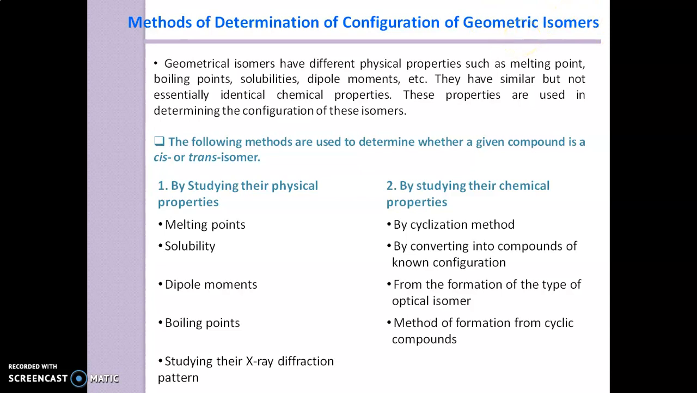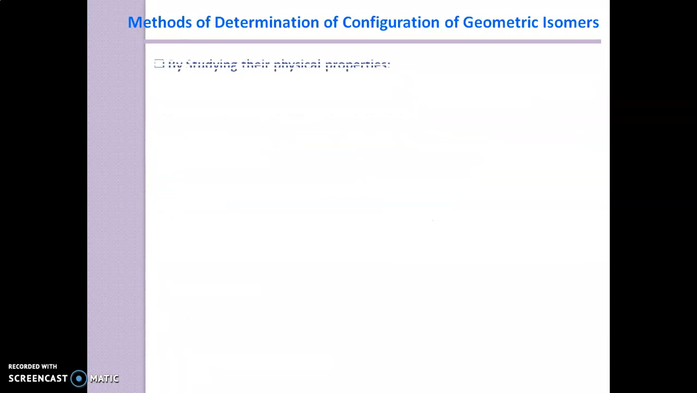Under studying their physical properties: melting points, solubility, dipole moments, boiling points, and studying their X-ray diffraction pattern. Whereas by studying their chemical properties: by the cyclization method, by converting into compounds of known configuration, from the formation of the type of optical isomers, and methods of formation from cyclic compounds. Let's begin one by one. First one is by studying their physical properties.